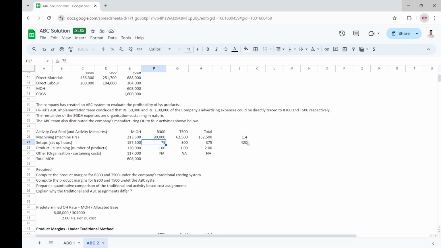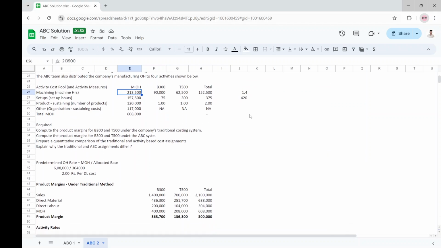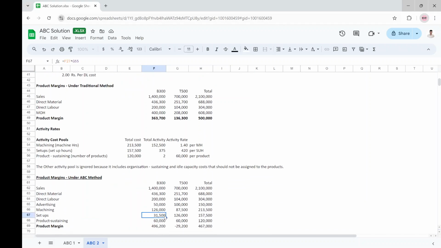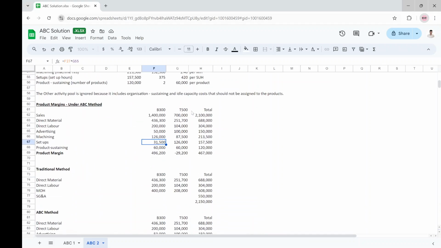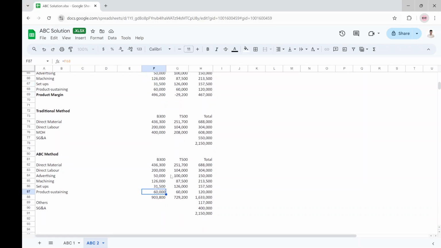Okay, so it's basically 2,13,500. We are dividing it in a 90,000 to 62,500 ratio. Now this will be 75 into 420 for setup cost, and then the same you have to do for 1,20,000 in 1:1. So you have to just divide 1,20,000 in 1:1, so 60,000 per product sustaining. So after all this, you will get this value, and for T500, you will get this value, and you will get this value.